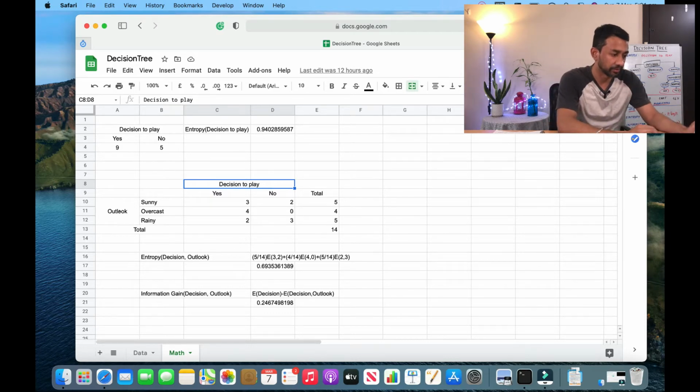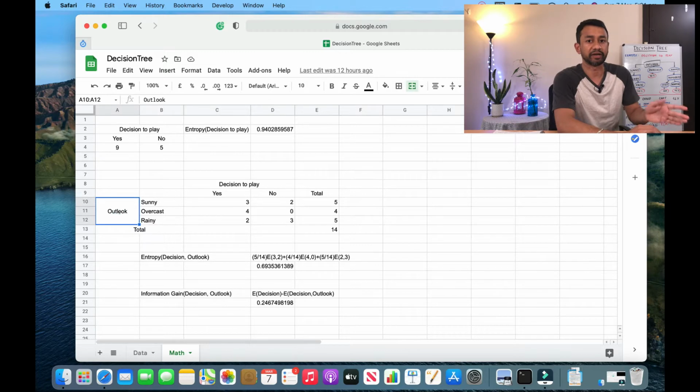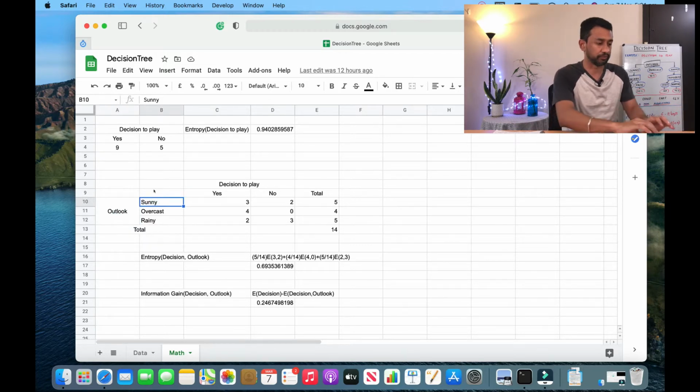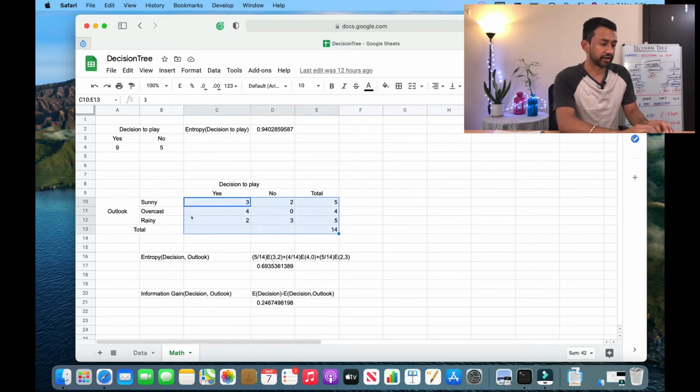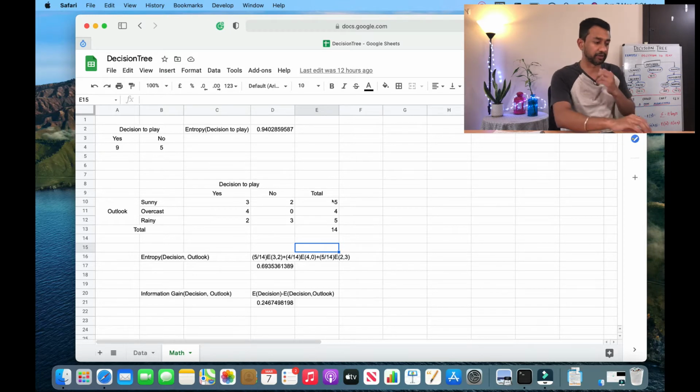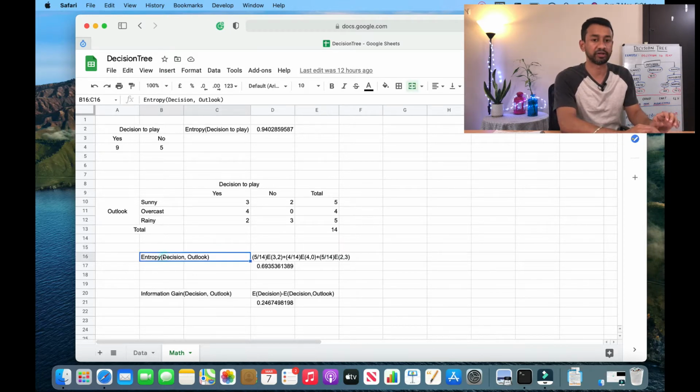Here is an example where I have outlook and decision to play. If I just take those 2 attributes, this is how the distribution would look. There are 3 possibilities for outlook: sunny, overcast and rainy, and in the case of decision to play, it is yes or no. And this is the split between each one of them. After generating this table, first we calculate the entropy for the combination of decision to play and outlook. So how do we do it? This is the formula here.